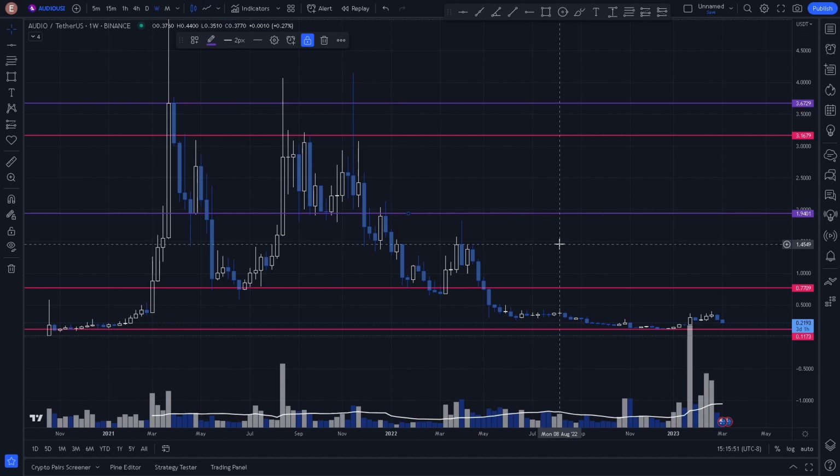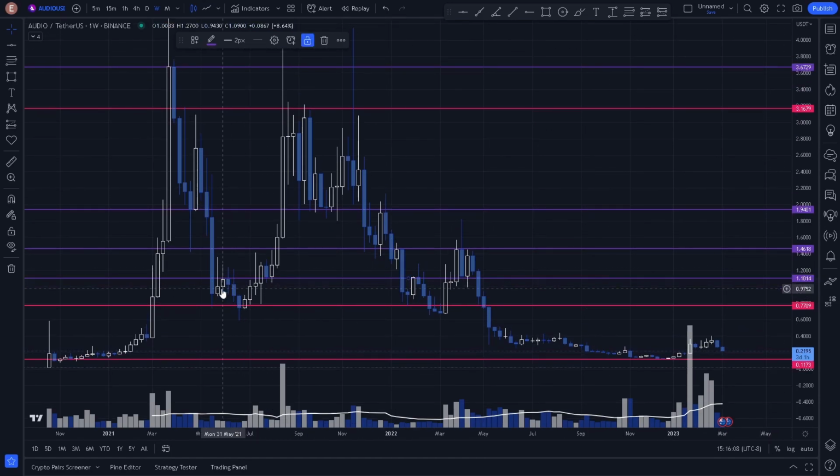Now, we can also go ahead and plot a key level right here, where we see multiple reactions acting as support and resistance. Another clear level right here. On the weekly chart, we see multiple reactions acting as resistance and support, resistance, and support.